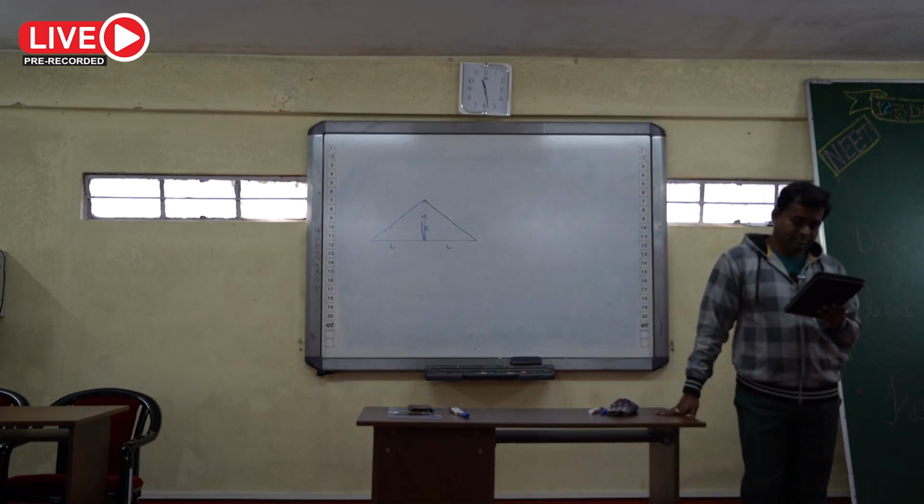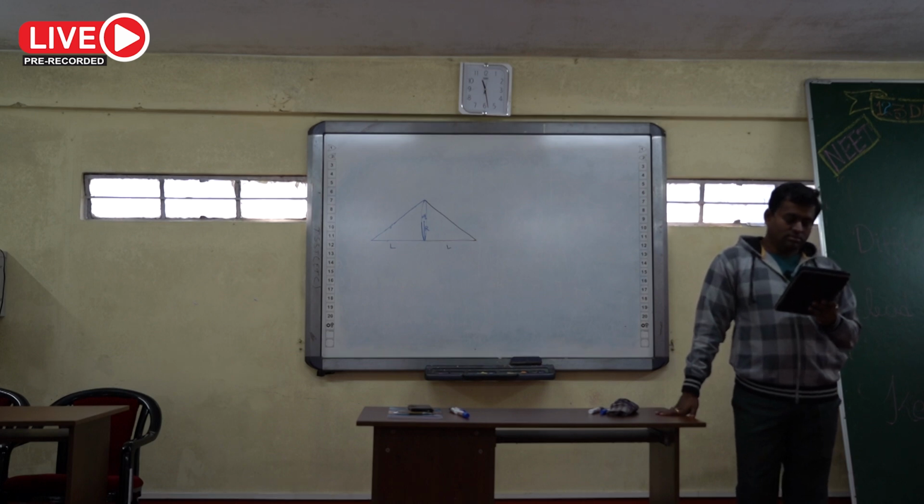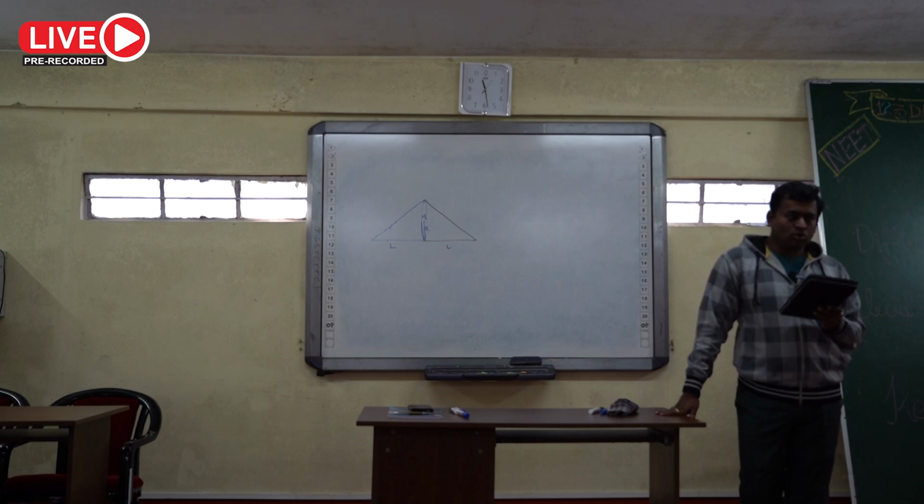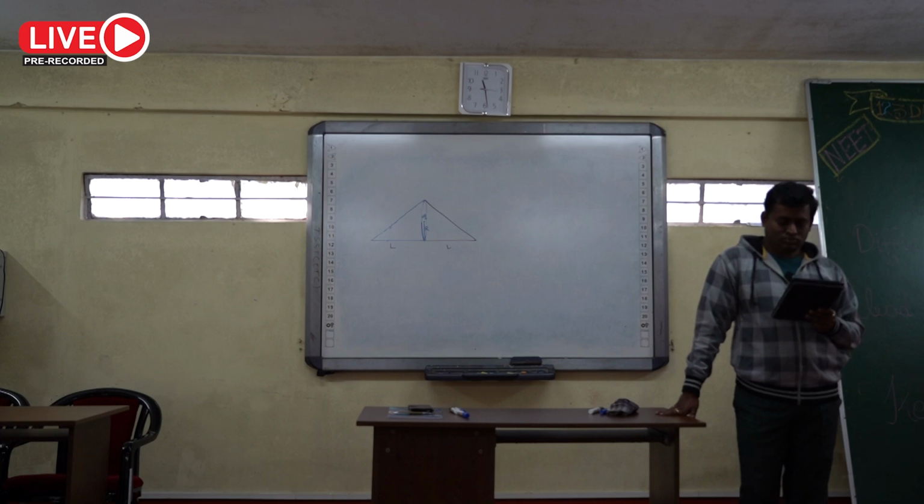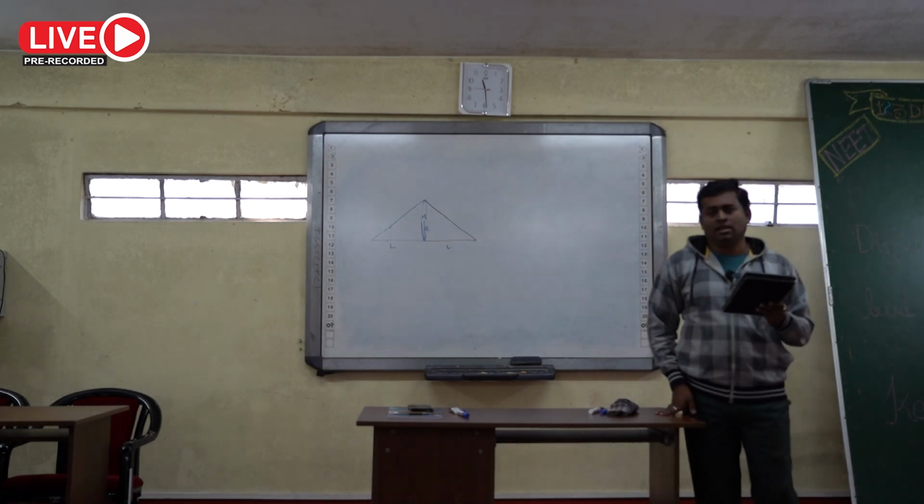Question number 31. 4 electric charges plus Q, minus Q and minus Q. 4 electric charges plus Q, minus Q are placed at the corners of a square of side 2L.